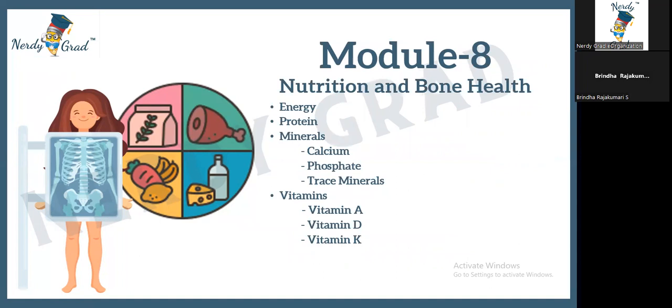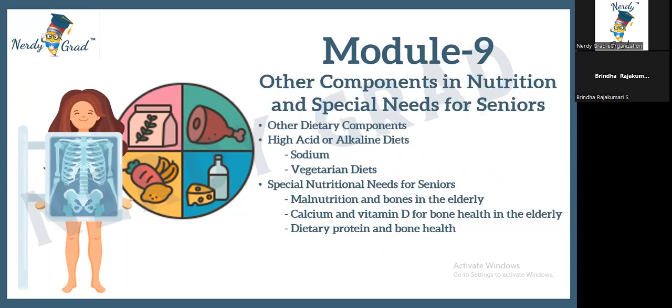In module 8, nutrition and bone health: energy, protein, minerals, especially calcium, phosphate, and trace minerals. In vitamins, vitamins A, D, and K will be discussed. In module 9, the other components in nutrition and special needs for seniors. The other dietary components which have a role in bone health will be discussed, and the others include high acid or alkaline diets, including sodium and vegetarian diets, and the special nutritional needs for seniors, which we'll be discussing specific to malnutrition and bones in the elderly, calcium and vitamin D for bone health in the elderly, and dietary protein and bone health in the elderly.